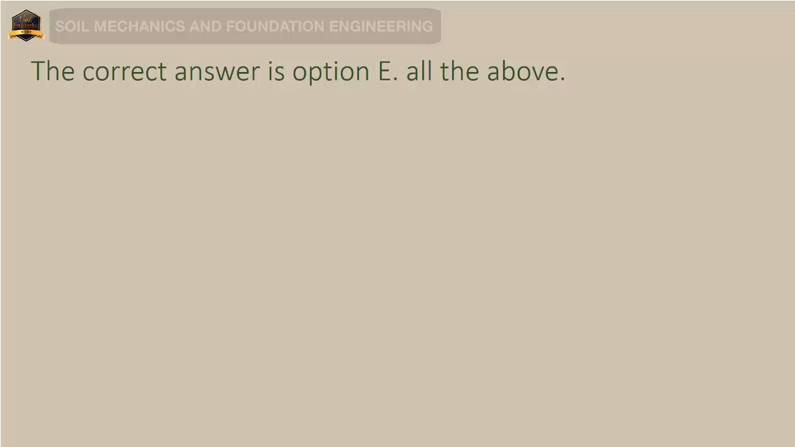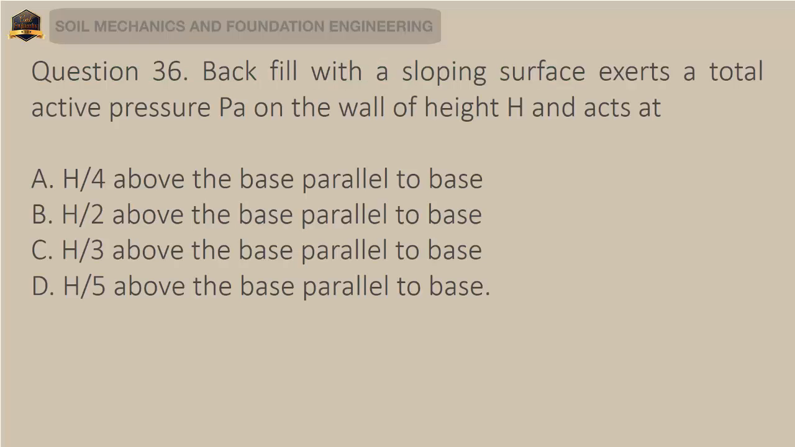Question 36. Backfill with a sloping surface exerts a total active pressure P_a on the wall of height h and acts at: A. h/4 above the base parallel to base. B. h/2 above the base parallel to base. C. h/3 above the base parallel to base. D. h/5 above the base parallel to base.